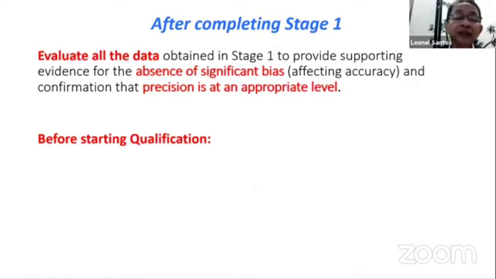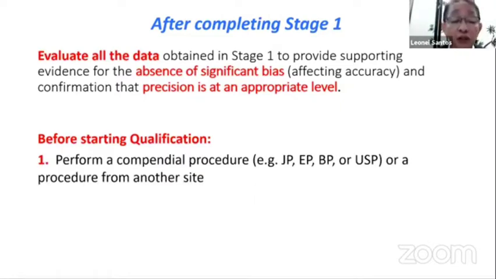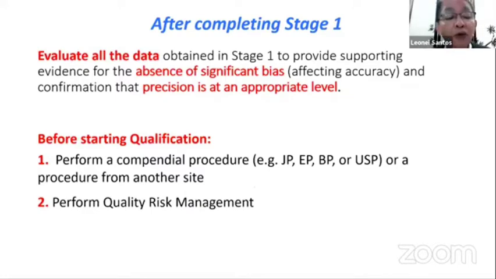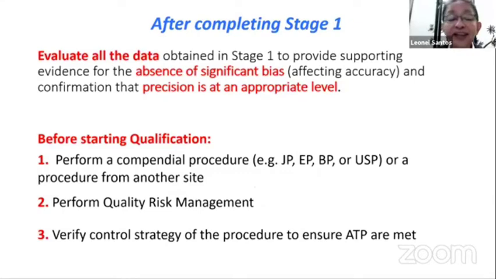And then, before starting the qualification, which is stage two, you can perform a compendial procedure from other pharmacopoeias such as Japanese Pharmacopoeia, EP, BP, other than USP. Also, you can perform what is called quality risk management. And then the third one would be to verify the control strategy of the procedure so as to ensure that the analytical target profile is met.